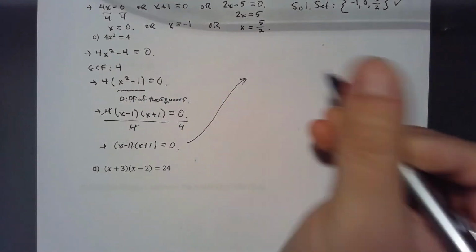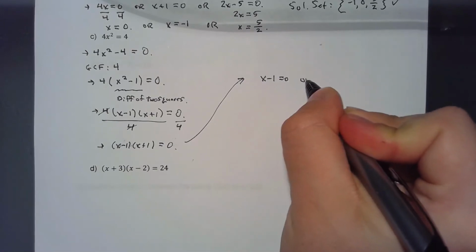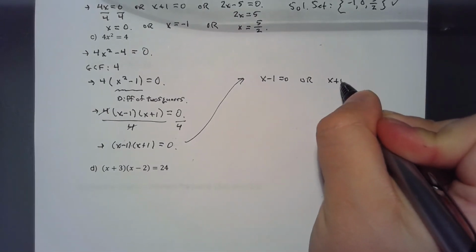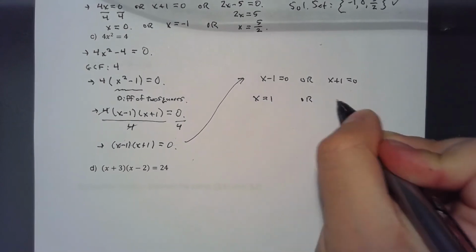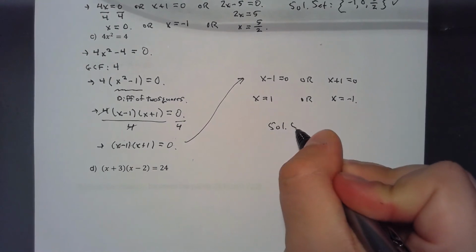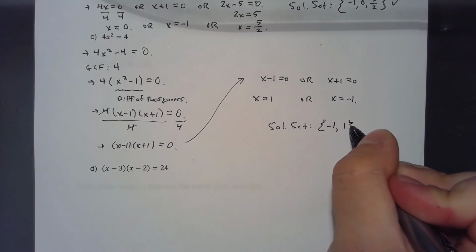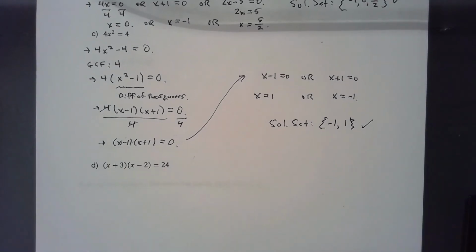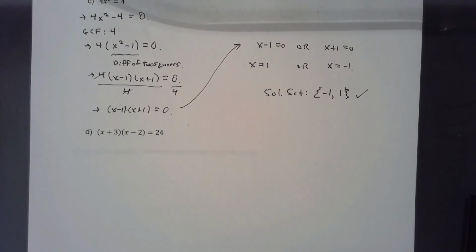That's easy enough. That means x minus 1 equals 0, or x plus 1 equals 0, which means x equals 1, or x equals negative 1, which means my solution set are the values negative 1, comma 1. Letter D.